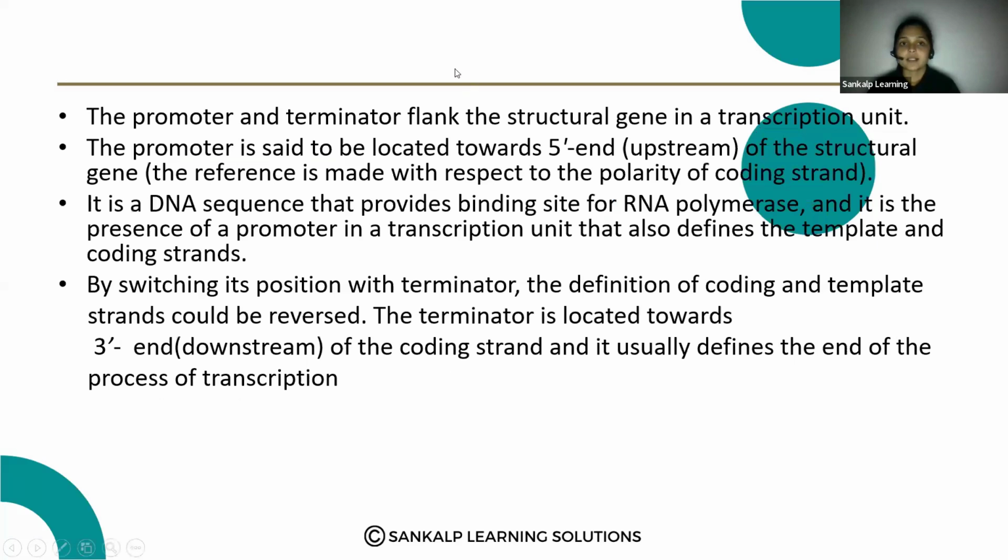Next, the promoter and terminator flank the structural gene in the transcription unit. The promoter is said to be located at the 5' end, upstream of the structural gene, and the terminator, with reference made with respect to the polarity of the coding strand. They have said it is at the 5' end of the coding strand.